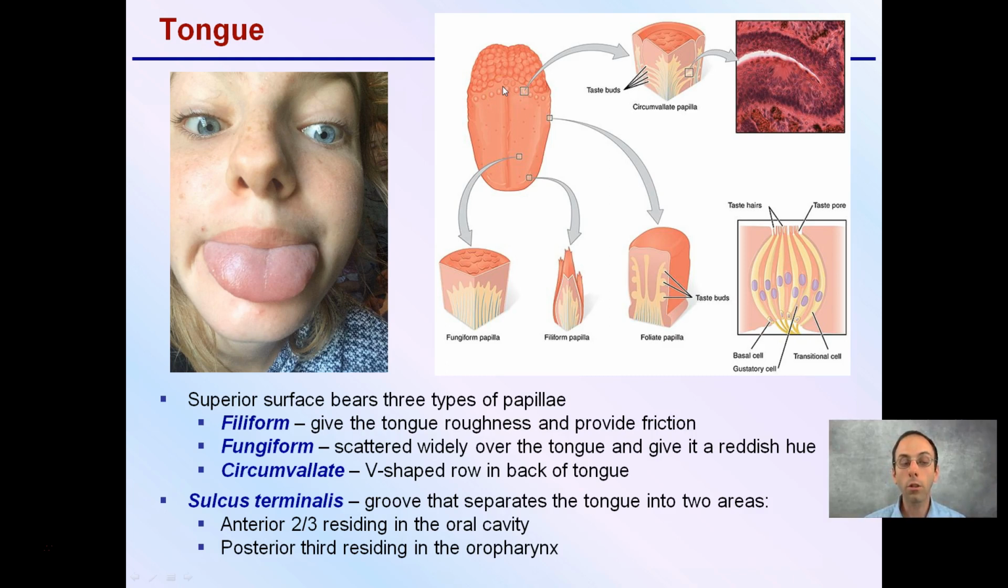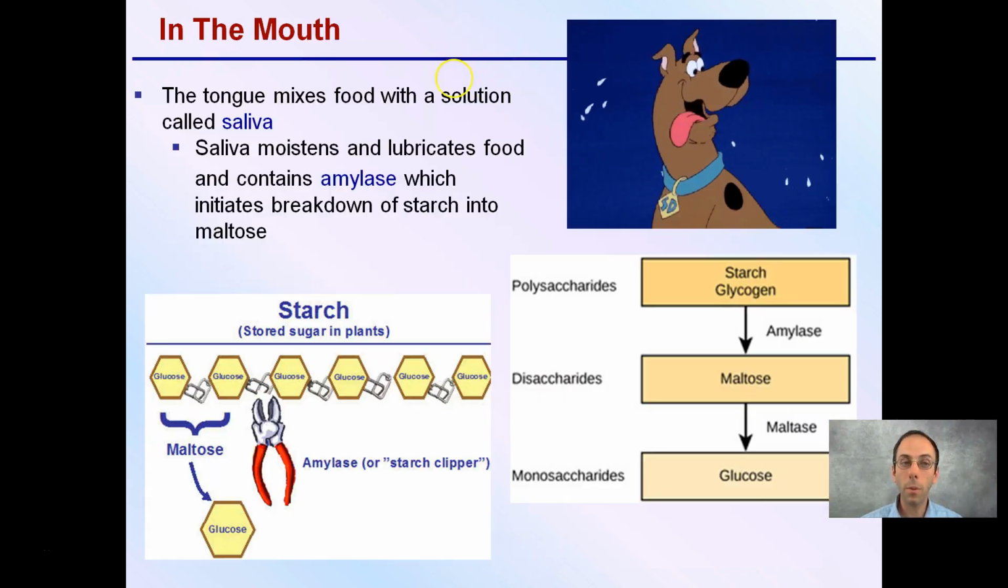And then our sulcus terminalis is the groove here that separates the tongue into two areas. We see the anterior two-thirds residing in the oral cavity, and the posterior third here residing in the oropharynx, which is important when we're starting to ingest our food as it begins its path through the digestive system. In the mouth, the tongue mixes the food in a solution called saliva.